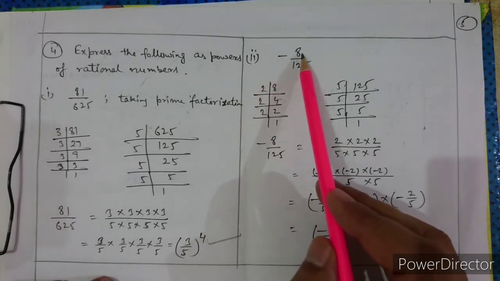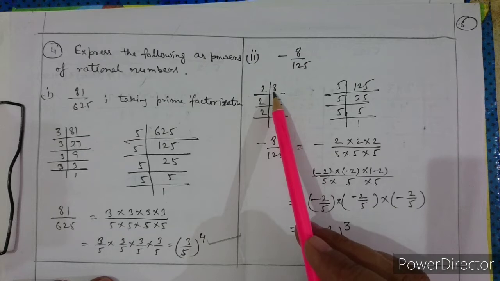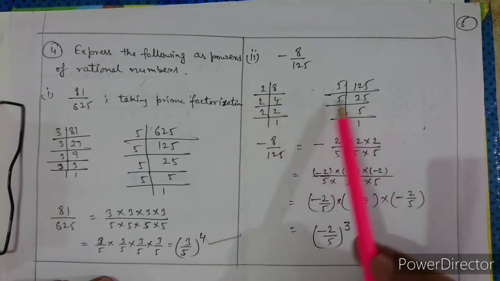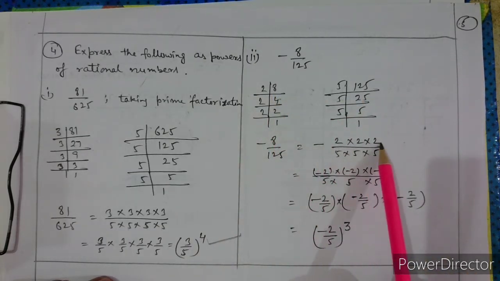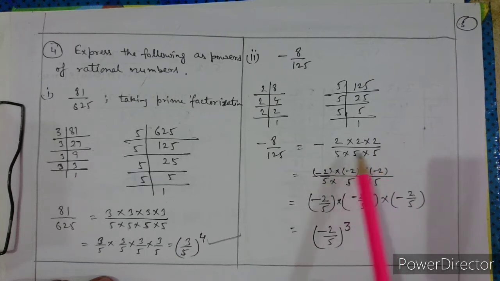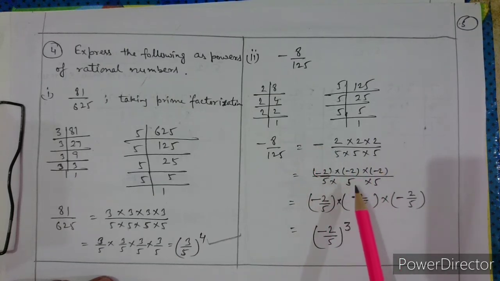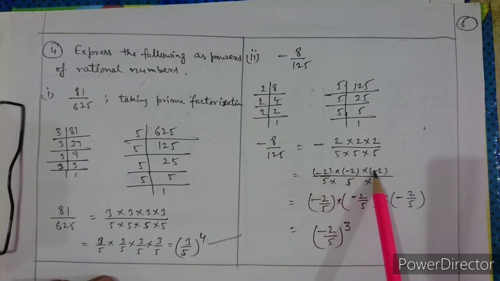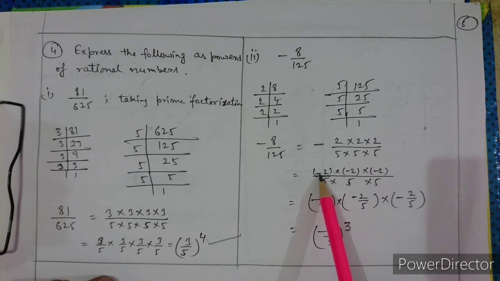Question number two is minus 8 upon 125. So we will do the prime factorization of both. We will get 2 into 2 into 2 upon 5 into 5 into 5 with a negative sign. And we can write it like minus 2 into minus 2 into minus 2, because a negative sign taken an odd number of times stays negative. So minus 2 upon 5 raised to power 3.